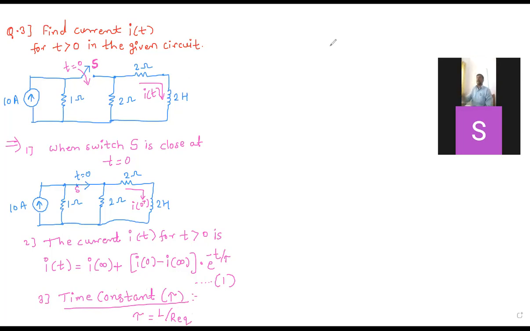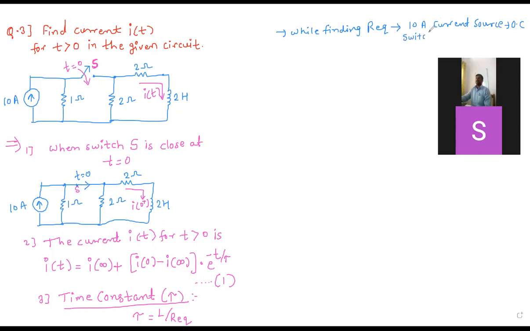Finding out R equivalent means you have to find the equivalent impedance observed between the two terminals where the inductor is, so you have to remove the inductor. Okay. While finding the equivalent resistance, you have to consider the new position of the switch. So I will write that while finding R equivalent, the 10 ampere current source will be open circuited.